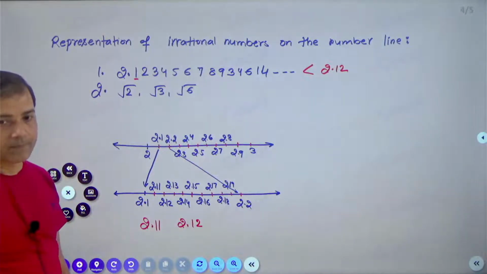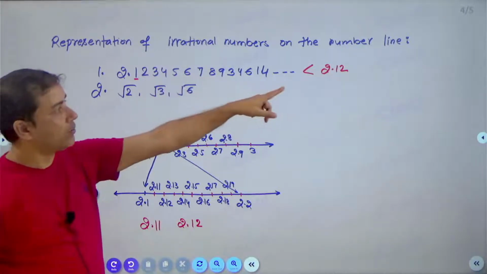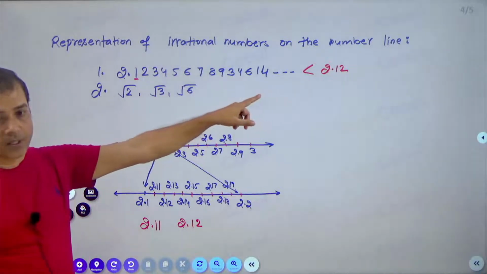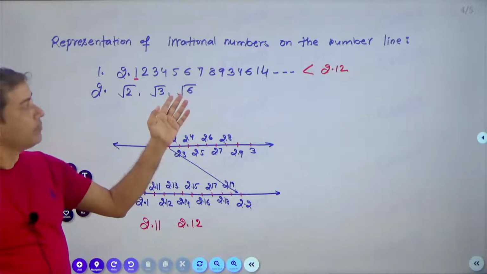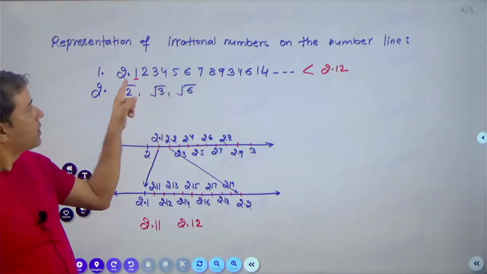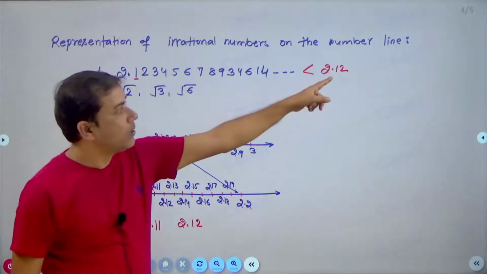It's equal. Is this number lesser than 2.12? Yes, sir. No, check it. It's not lesser, it's greater. It's 2.123. It is 2.12 only.